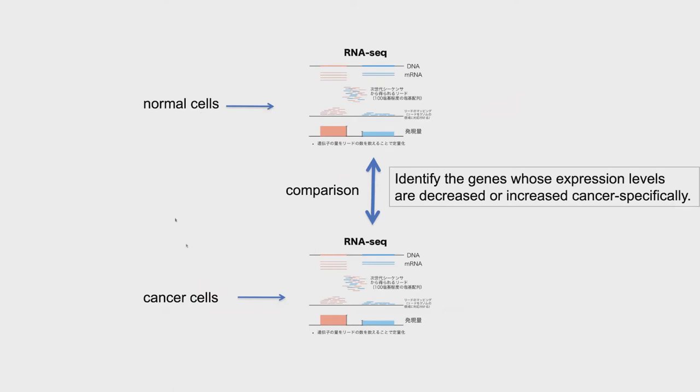So let's consider cancer cells and normal cells. By applying RNA-seq to both cells and counting the number of reads on each gene in each cell type, the number of reads corresponds to the expression level of the genes, as I told you. So if the number of reads is significantly different between the normal cells and the cancer cells, the gene may be associated with cancers. So transcriptome analysis can be used to identify the target genes of cancers.